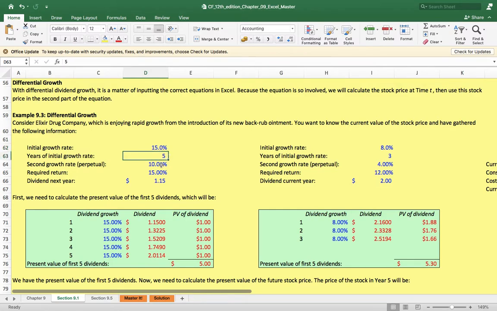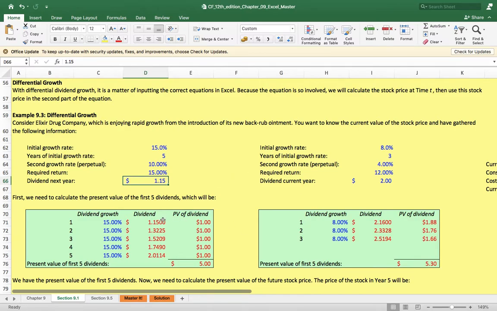Then the next growth rate will be 10%. Required rate of return is 15%. Dividend next year will be 1.15. So here the D1 is already given to you. What we will do here, we will simply repeat the same process. We will calculate D1, D2, D3, D4 and D5 because the first 5 years growth rate is 15%.